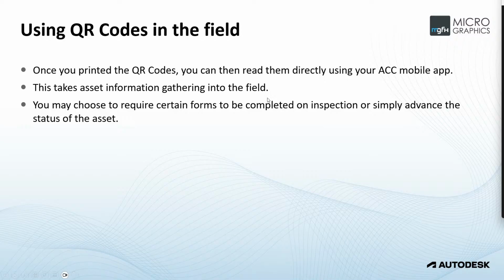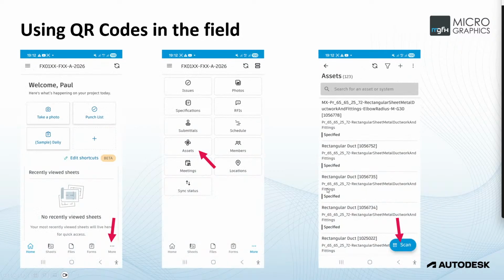So the QR codes in the field, you can actually manage that using your cell phone. There's an ACC mobile app, and the ACC mobile app looks something like this. This is the first page that you'll see once you open, on the left-hand side. And that's your welcome page for your project. That's the project name at the top. There's a more button at the bottom over there.